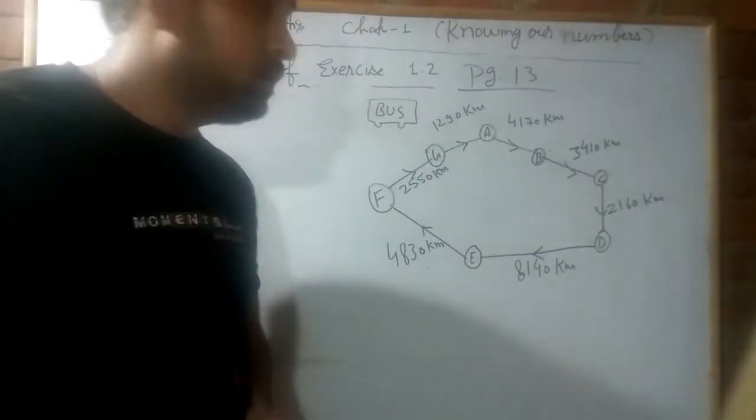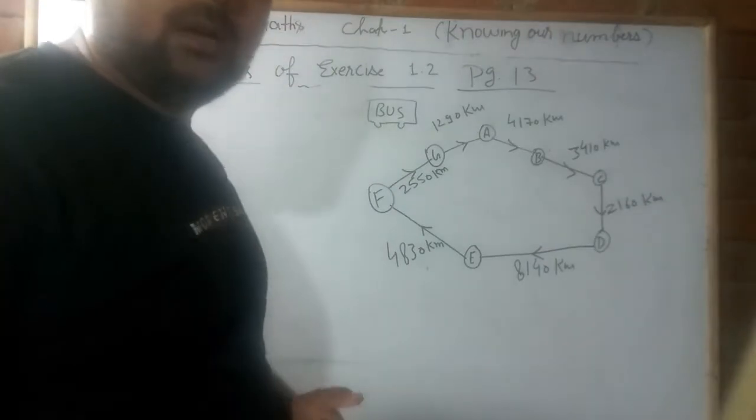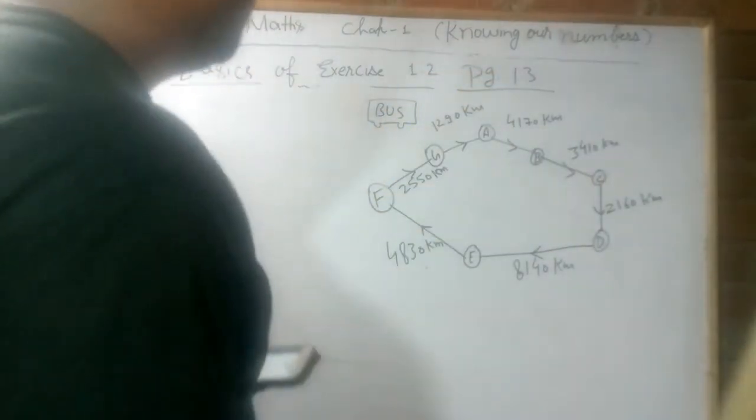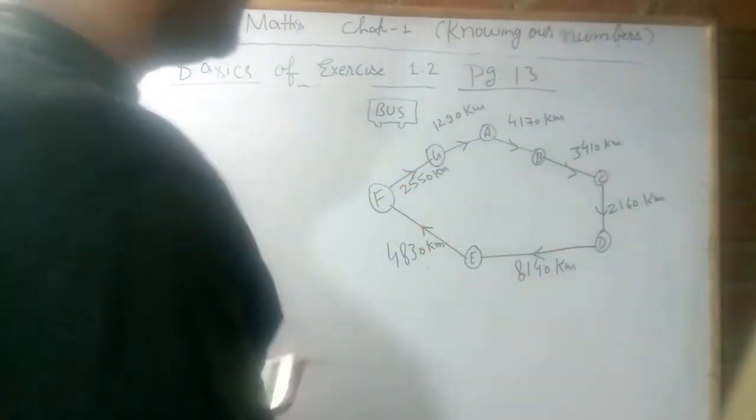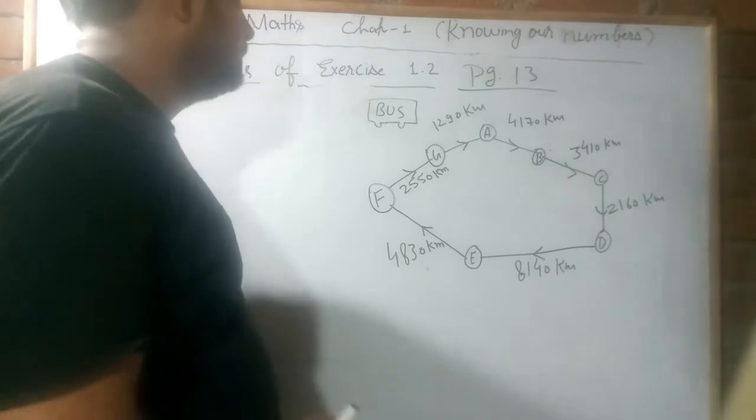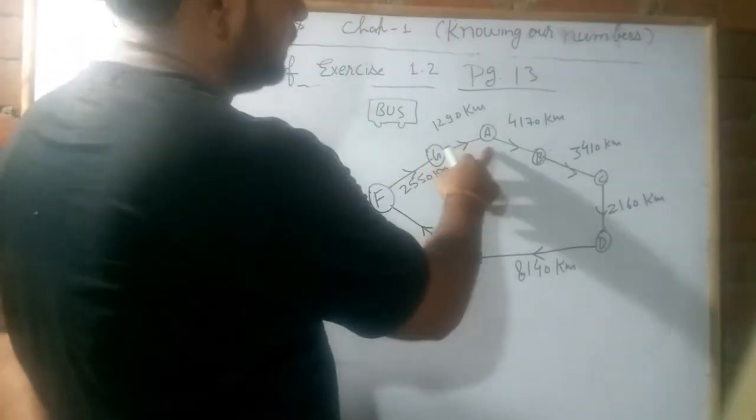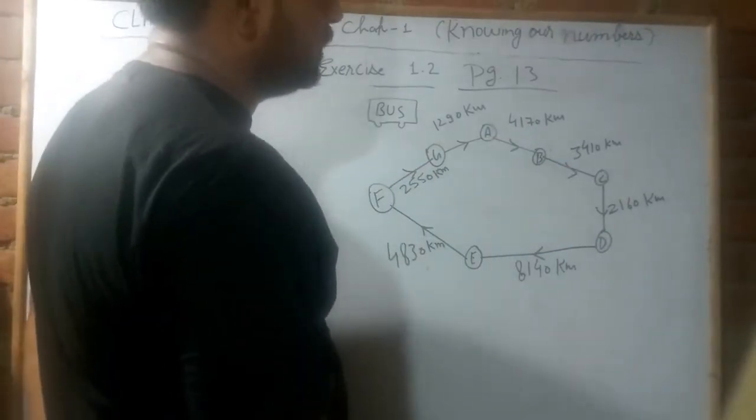Welcome back again. Today we will understand the example that is given on page number 13 in the NCERT book. I have drawn one diagram over here. First of all, let me explain about it, then we will discuss the questions. One bus goes from point A to point B and covers 4,170 kilometer.